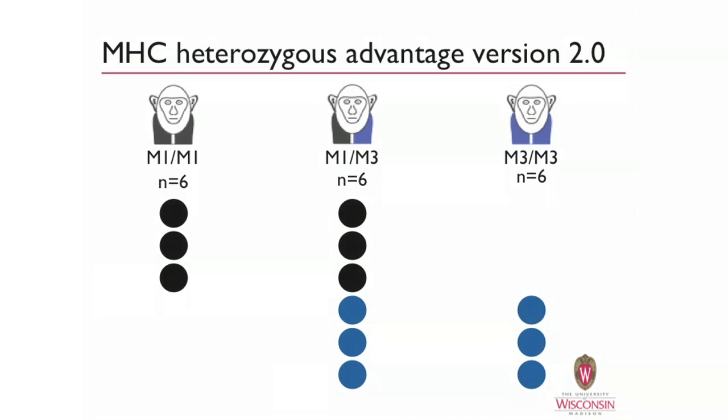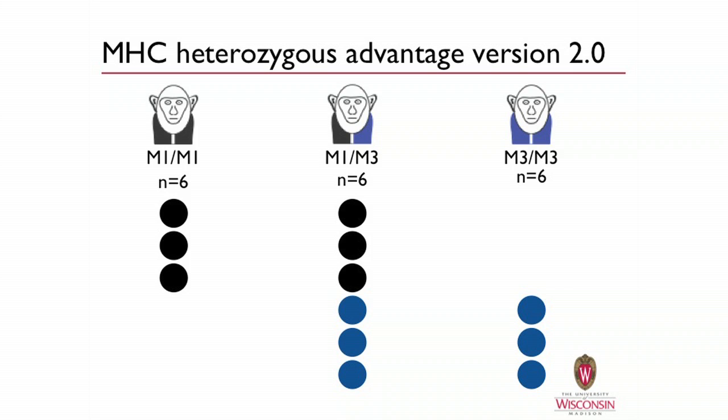So it seems as though the Mauritian macaques are a fantastic model for being able to explore the MHC heterozygous advantage to control SIV replication, as a model for trying to understand the role of HLA heterozygosity in control of HIV viral loads. So we then moved on to MHC heterozygous advantage 2.0, which is more of a prospective study, where we started with 6 M1 homozygous animals and 6 M3 homozygous animals, and then 6 M1, M3 heterozygous animals.